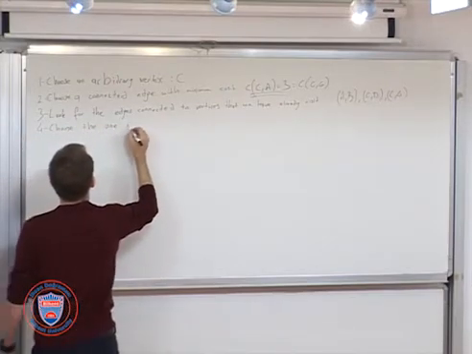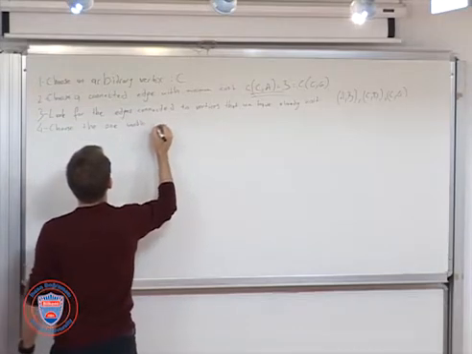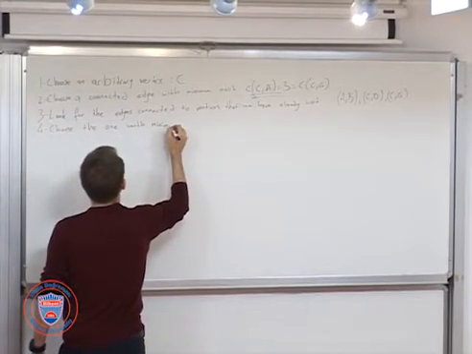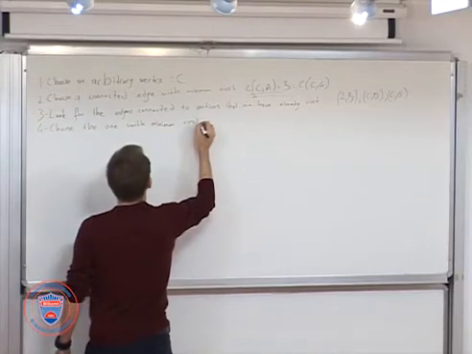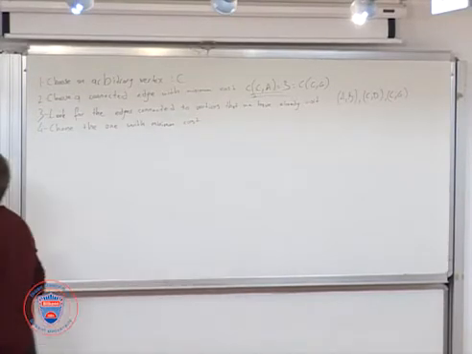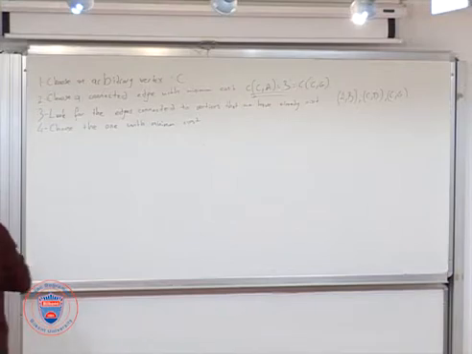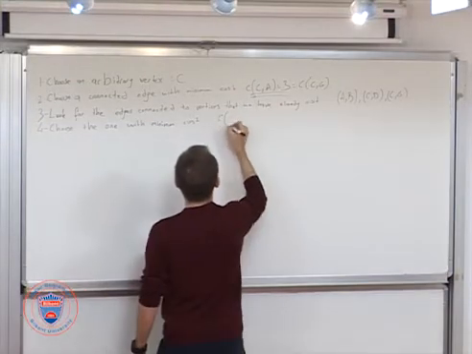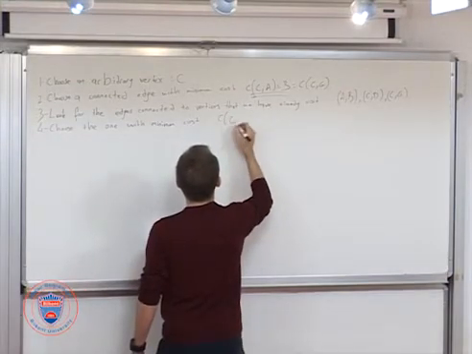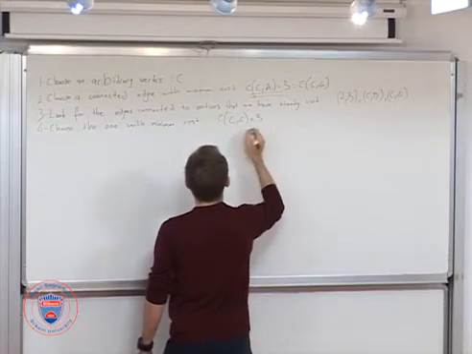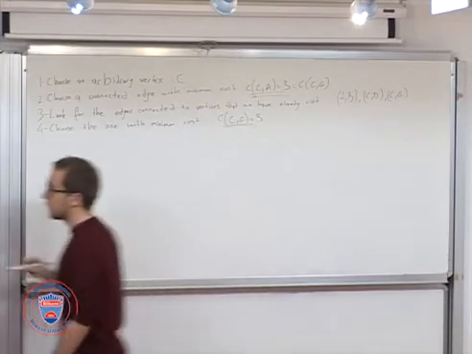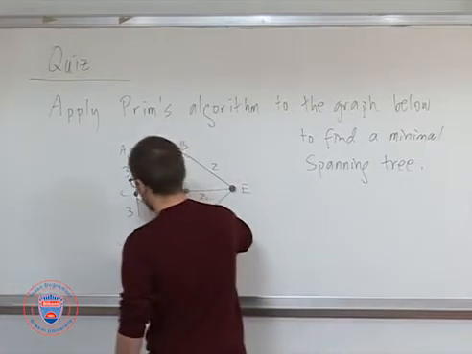So starting with C, the choice was A, the next vertex. So now you have A and C. Among the ones that connect to A or C, there's AB, CD, or CG. And now we're making the choice of the lowest cost one, which was that.